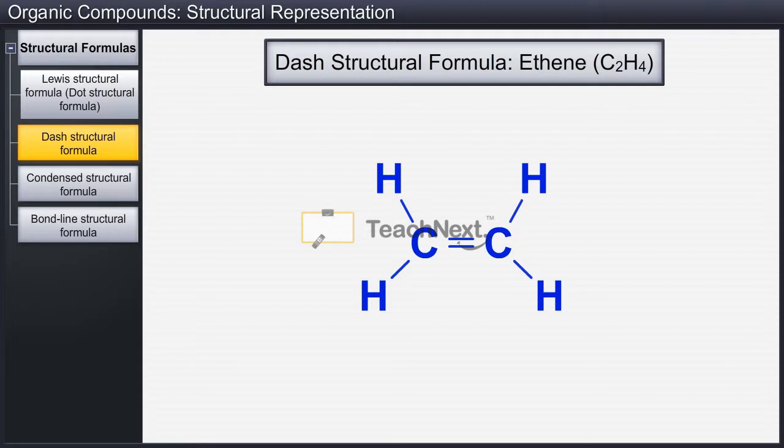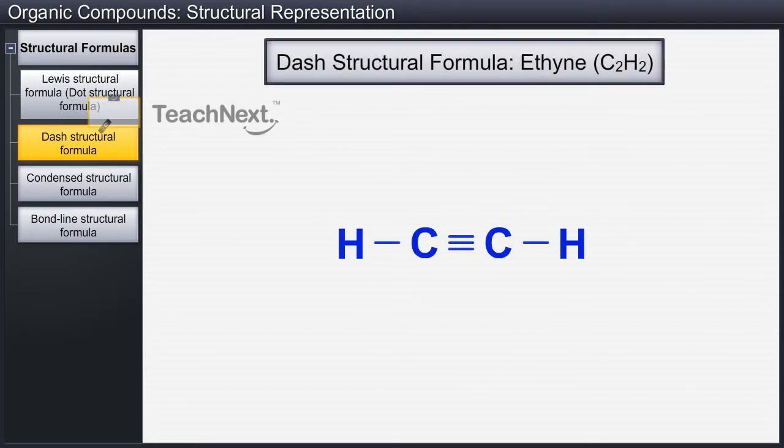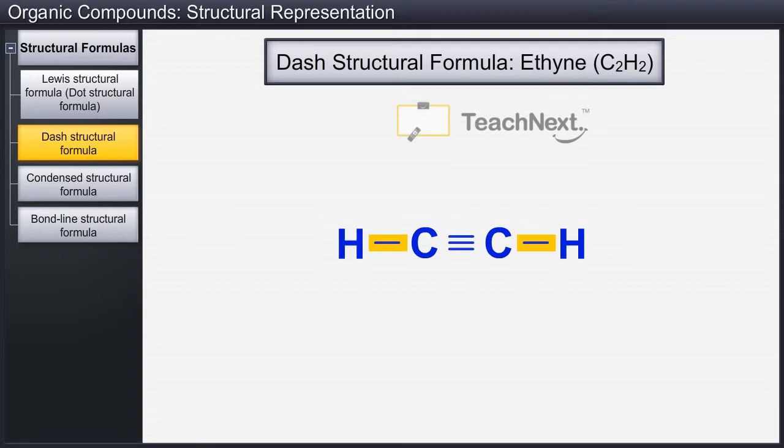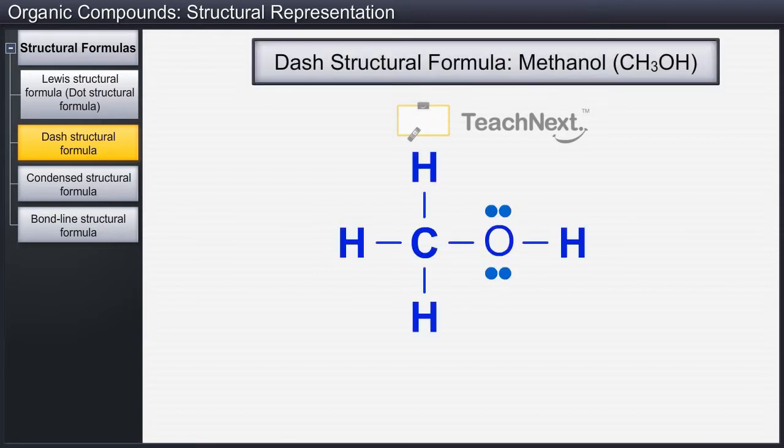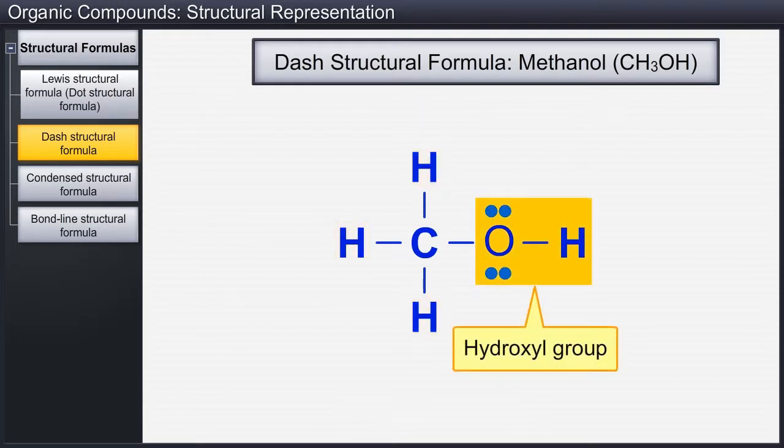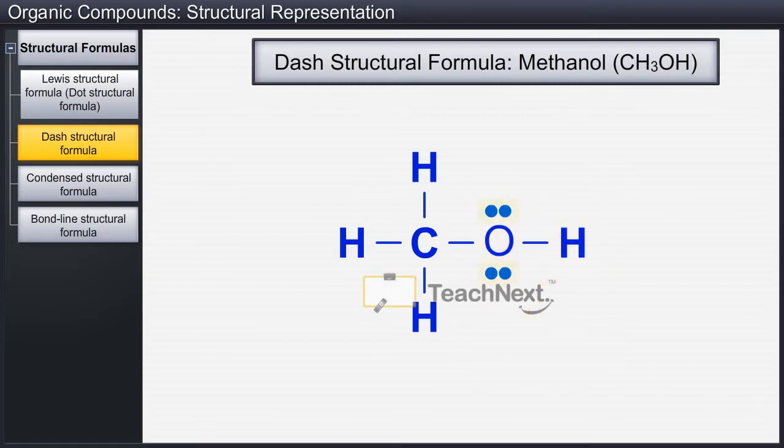In ethene, 2 atoms of carbon are connected with a double bond, and 2 hydrogen atoms are attached to each carbon by a single bond. In ethyne, 2 atoms of carbon are connected with a triple bond, and 1 hydrogen atom is attached to each carbon by a single bond. In methanol, carbon is attached to 3 hydrogen atoms and 1 hydroxyl group. 2 lone pairs of electrons present on the oxygen atom of the hydroxyl group are represented as shown here.